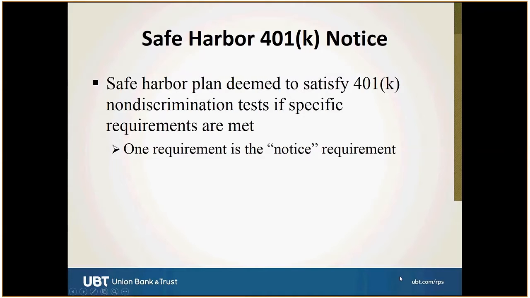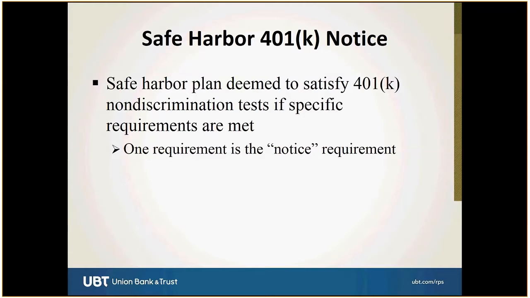Safe Harbor 401k notice. Most of the disclosure requirements really have to do with ERISA regulation. This Safe Harbor 401k notice is an IRS Department of Treasury required notice. And for those of you who do not have a Safe Harbor 401k plan, let me briefly discuss it.